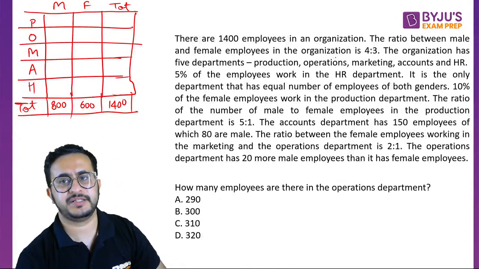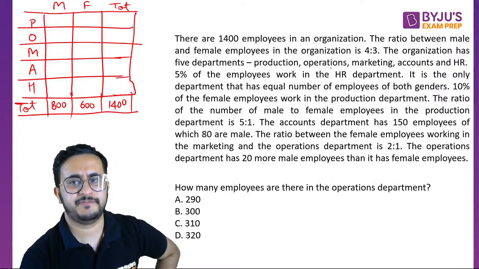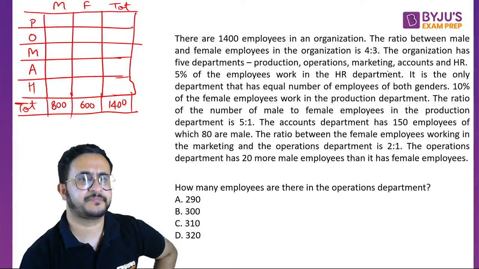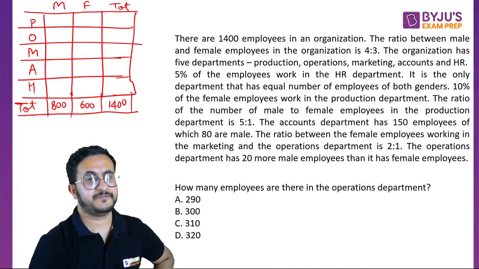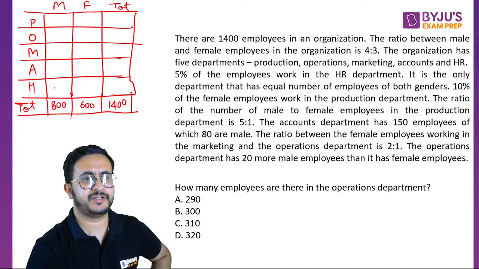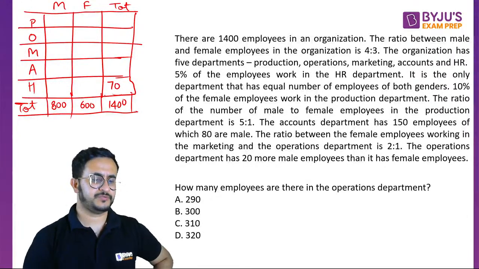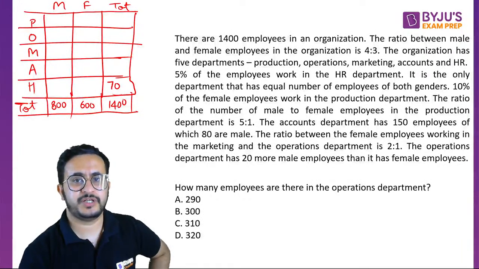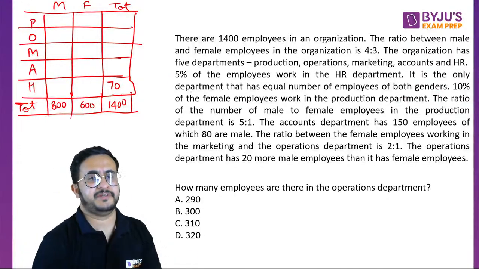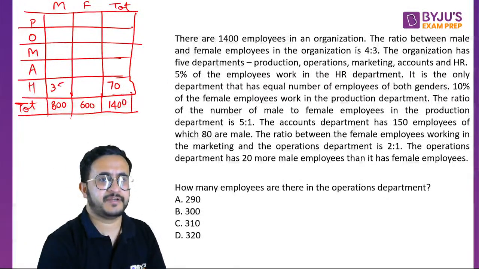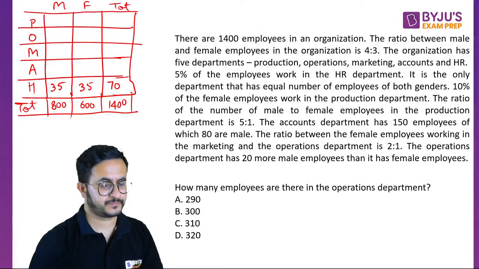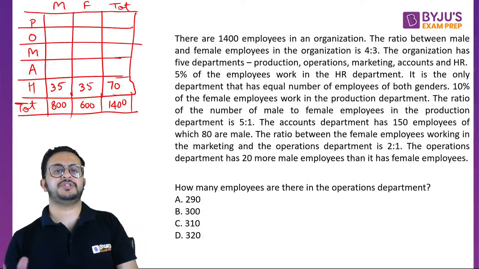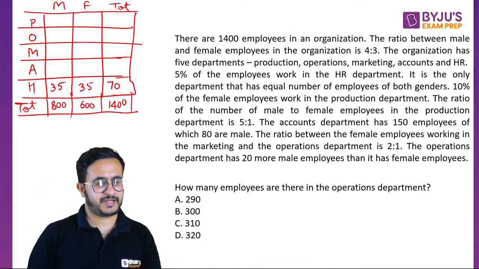Then it is saying that the organization has 5 departments, given that 5% of the employees work in the HR department. So of 1400 employees, 1% will be 14, so 5% will be 70 employees working in the HR department. Now it says it is the only department that has an equal number of employees of both genders. So male and female both equal, 35 and 35. We'll have to just proceed and fill in the values.